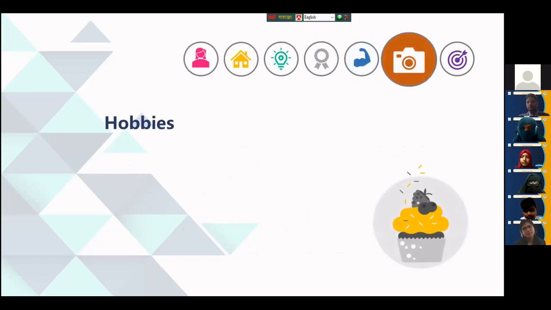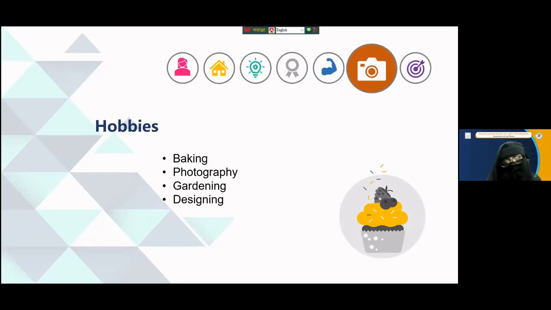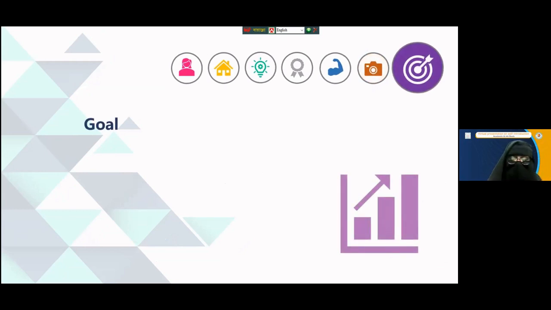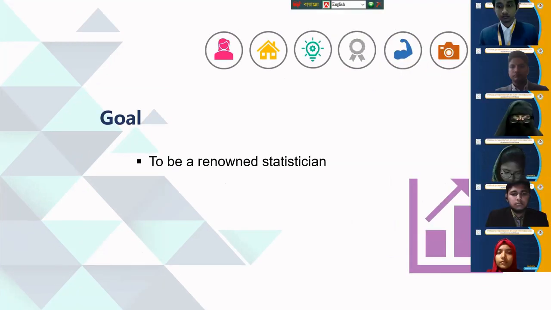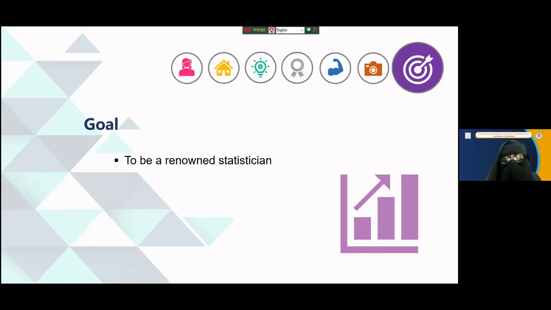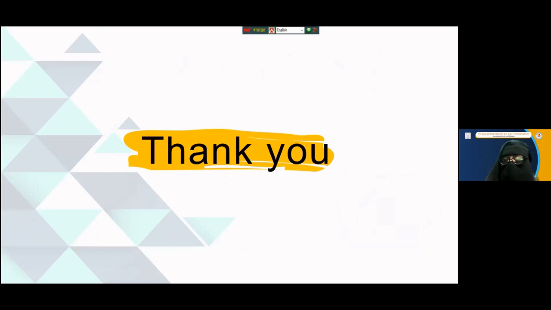My hobbies. My hobbies are baking, photography, gardening, and designing. And at last, my goal. As I'm a student of the statistics department, I love this subject, and I love the opportunities it offers. So in future, I want to be a renowned and successful statistician. That's all about me. Thank you.